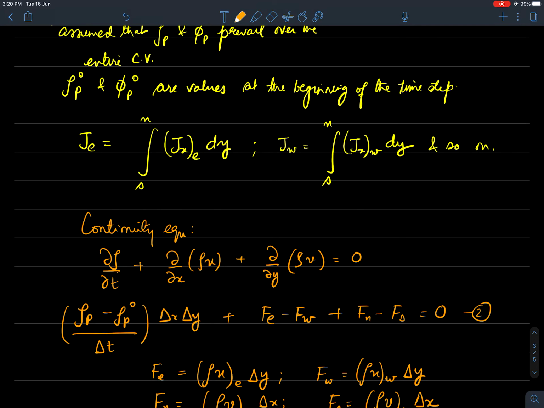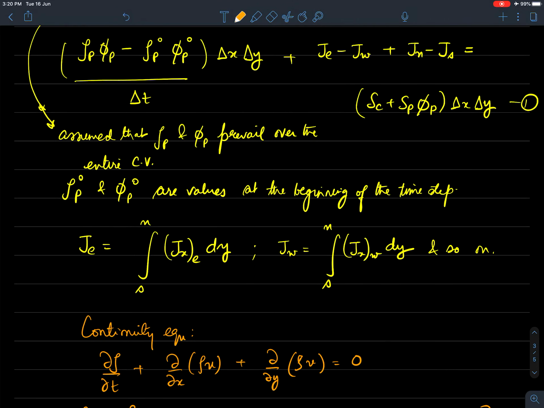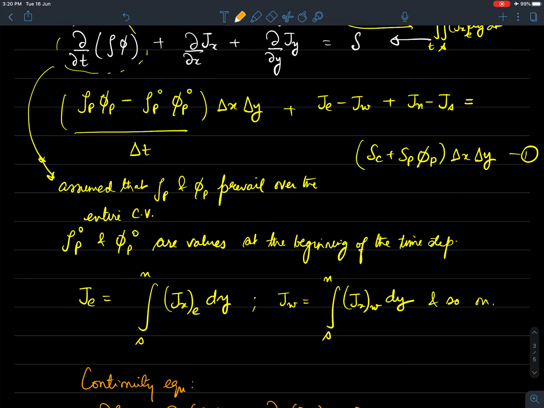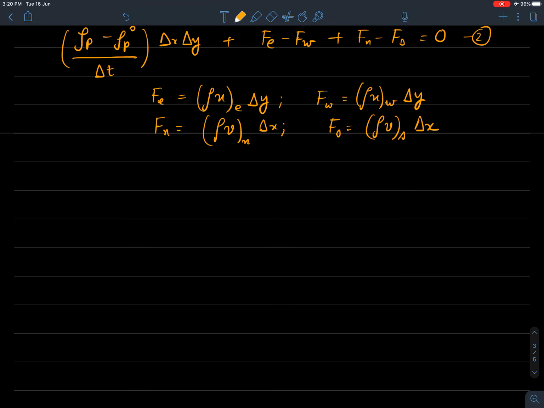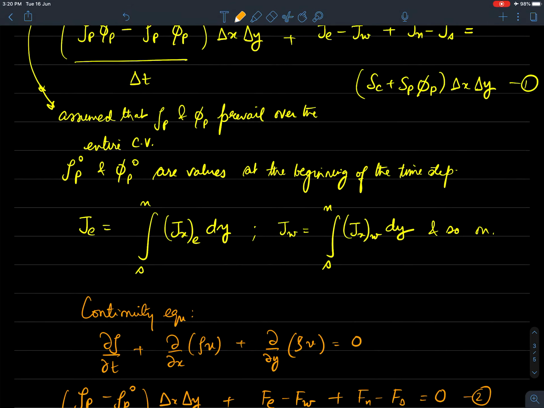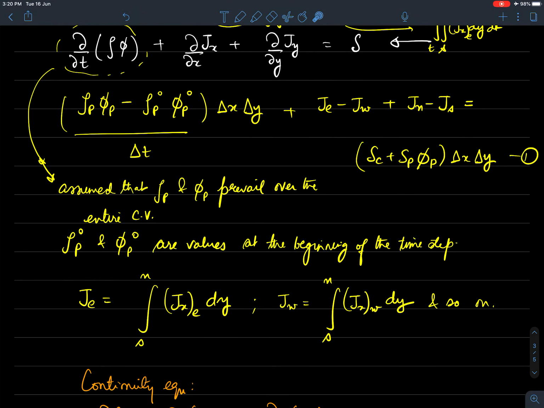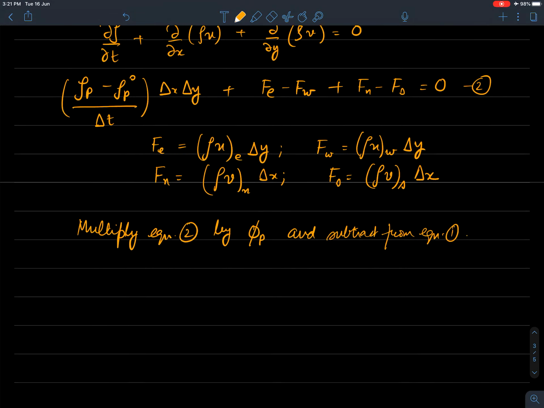Now what I'm going to do is multiply equation 2 by phi p and subtract it from equation 1, so that I can get rid of this rho p phi p term. Somebody might think, why am I doing this? The reason is that at the new time step t plus delta t, rho p and phi p both are unknown, so this is essentially a nonlinear function for phi, because rho is also not known. So I want to decouple the two quantities.